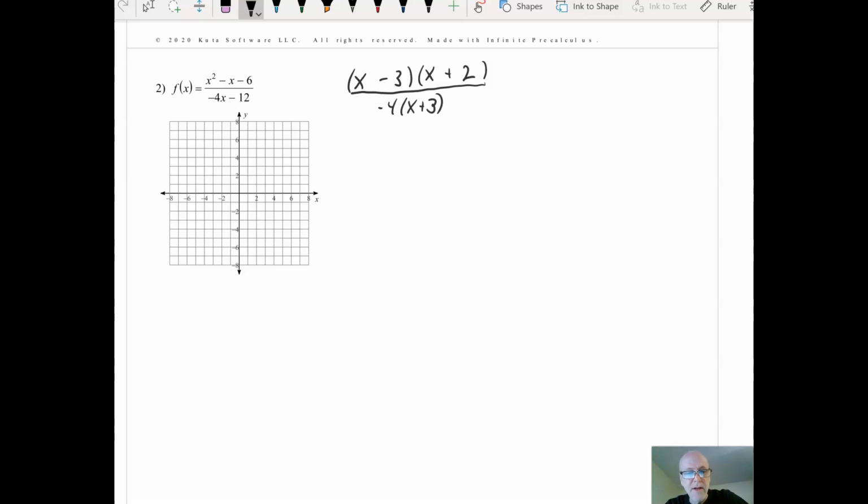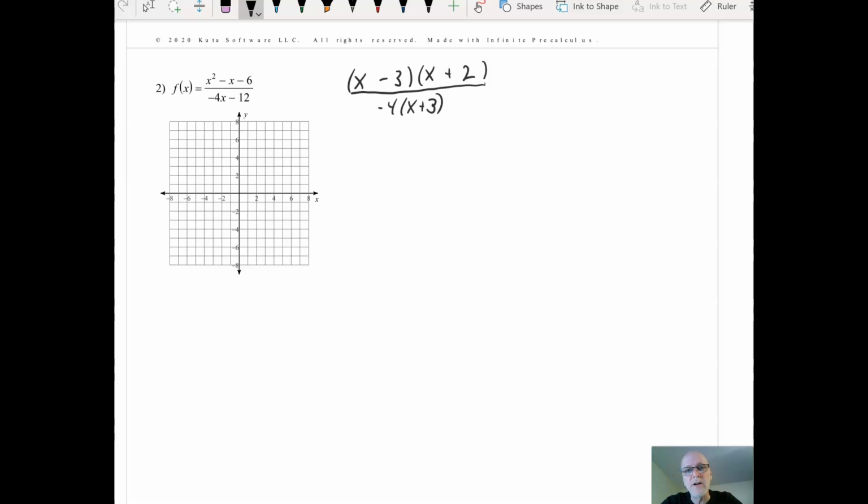Okay, so it looks like there are no common factors. And by the way, if you're looking at this like I am, you should be saying, what if I took out a +4? Then I would have a -x minus 3. Almost looks like something would cancel, but it's not the same. x minus 3 and -x minus 3 are not the same thing. So we can't get that.